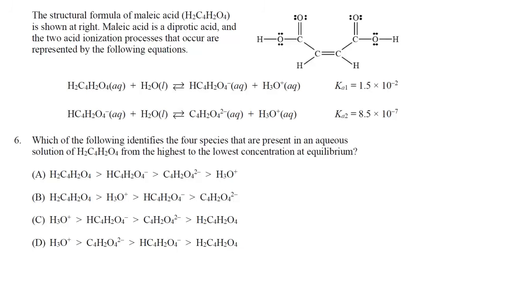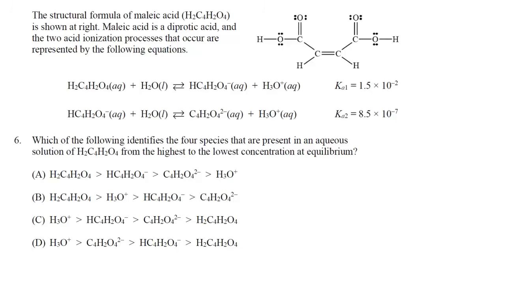So in the first equation, they start with maleic acid, H2C4H2O4. A proton, or an H plus ion, is transferred to water, and then that produces the hydronium ion, H3O plus, along with the conjugate base, HC4H2O4 minus. So that first ionization event is labeled as Ka1. The equilibrium constant for that reaction is Ka1. That's 1.5 times 10 to the negative 2.